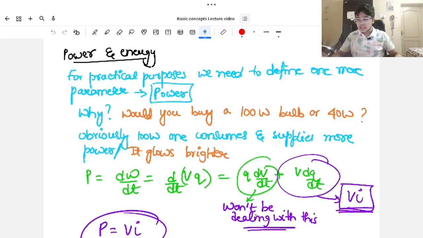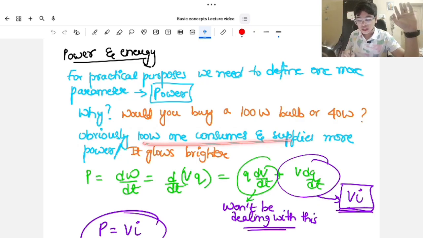But consider a hypothetical situation where you don't care about the power loss or how much energy you're utilizing. You just need a bright room. So obviously you will go for a 100-watt bulb, right? So what it means is that the 100-watt bulb consumes and supplies more power. That is, it glows brighter.